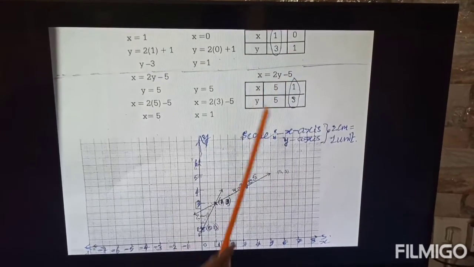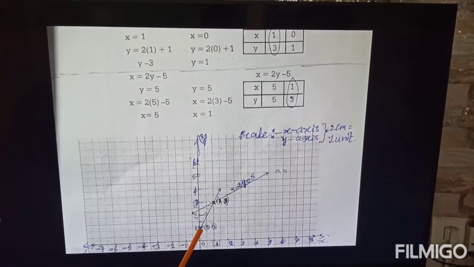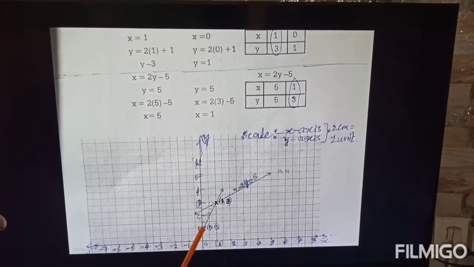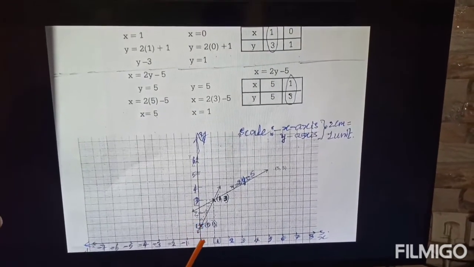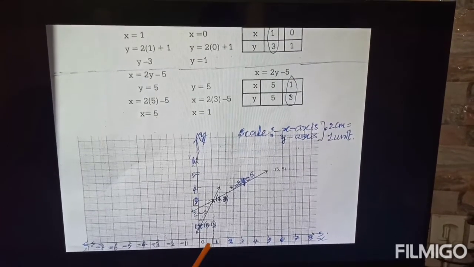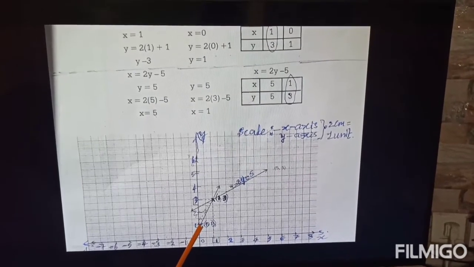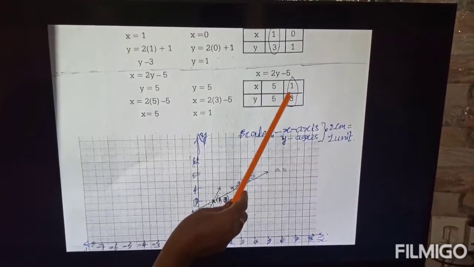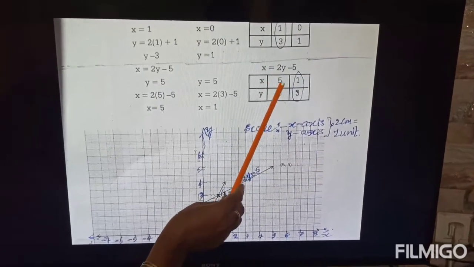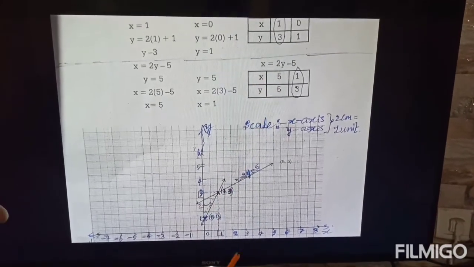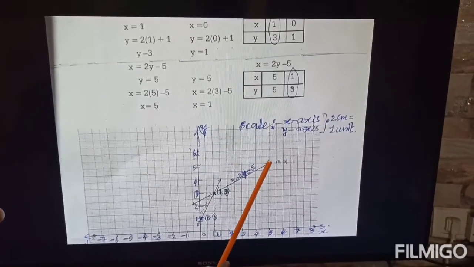Then 0 and 1. X is 0 and y is 1. Means y is 1. This is the y value on the y-axis, 1. X is 0 means it is not going right or left. On the y-axis only we will get the point. Okay. Next come to the second equation. 5 and 5. X and y both 5 comma 5. 5 and y value 5. Both are intersecting here.